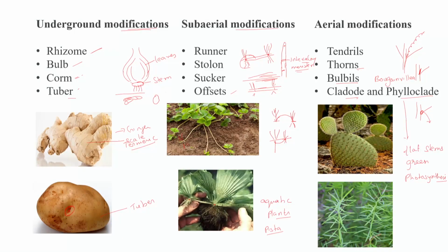Like this is a cactus plant, where you can see the entire stem is modified into a flat fleshy structure, and these spines are actually leaves. Okay, this is asparagus. They are also modified stems. You can see here they look like leaves, but they are modified branches in a flat structure.